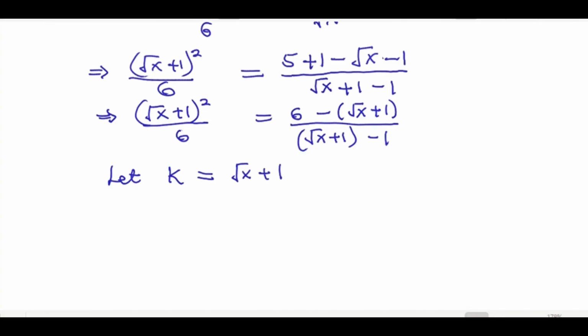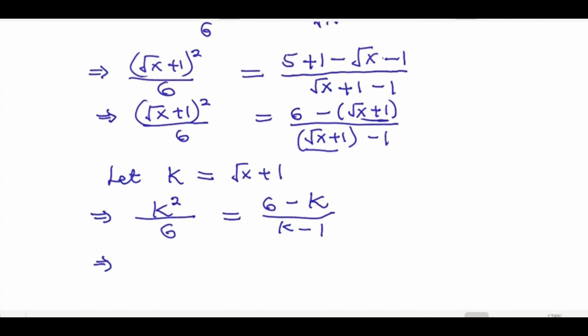Right. So if k equals this, it implies that in this equation we can write this one as k squared over 6 equals 6 minus, here the whole of this expression equals k, and here equals k, so we have k divided by k minus 1. We can do cross multiplication here.